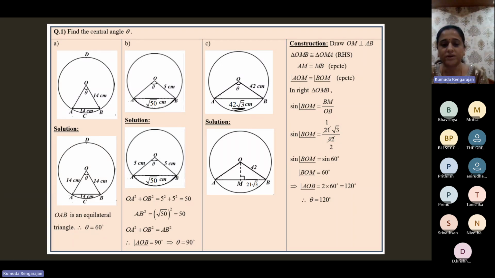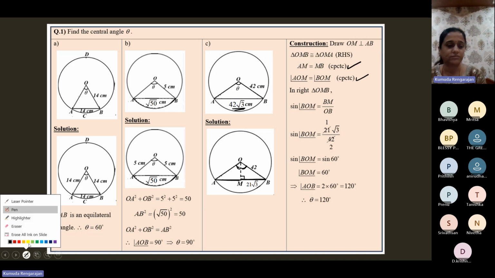So the whole thing is 42 root 3. So it's 21 root 3 here, 21 root 3 here. All right. And also this angle will be equal to this angle. So that's what you see here. AM is equal to MB CPCT, and angle AOM is equal to BOM CPCT.